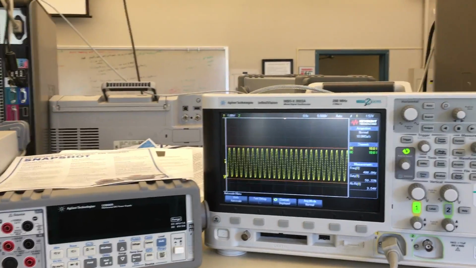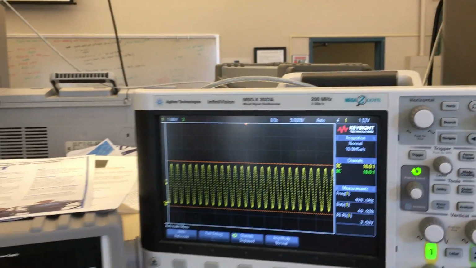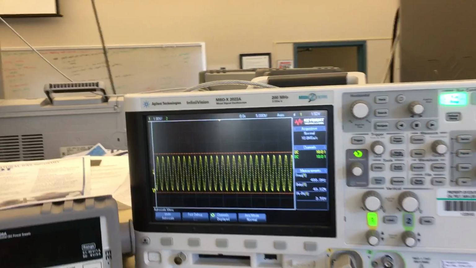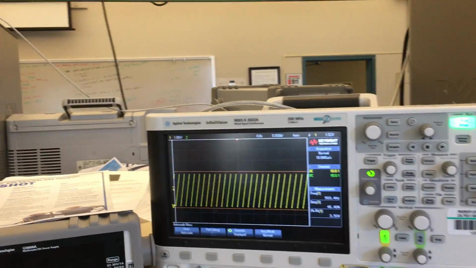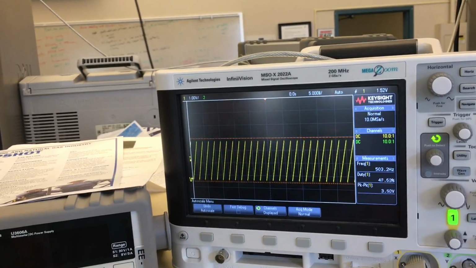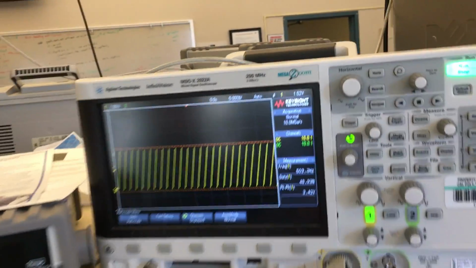And now observe that the reference is at 1.52 volts, which is around our 3.3 divided by 2, which is our supply, which is the same thing for the sawtooth and the square wave. Everything's at a reference of 1.52 volts, which is 3.3 divided by 2, around there.